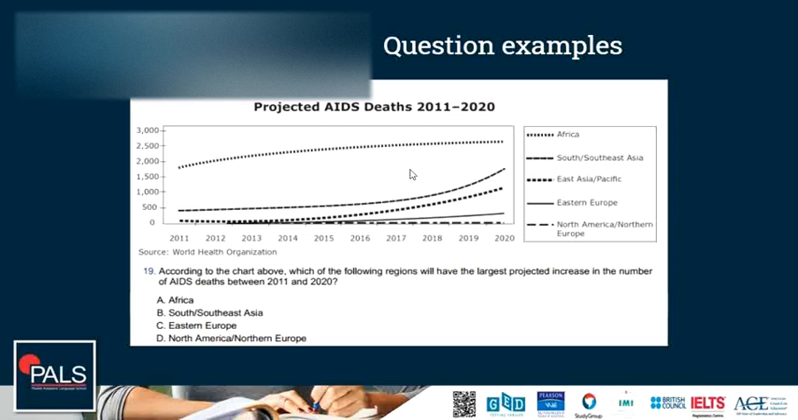An answer that might be tempting would be A, Africa, because Africa has the highest number of AIDS deaths still in 2020, but that is not the question. The question is for the largest projected increase. And the graph that shows the largest increase in the recent years, that goes up most, that is South and Southeast Asia. So our correct answer would be B here.